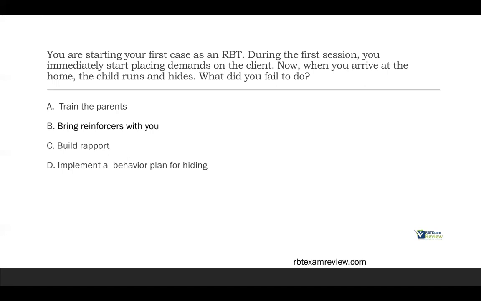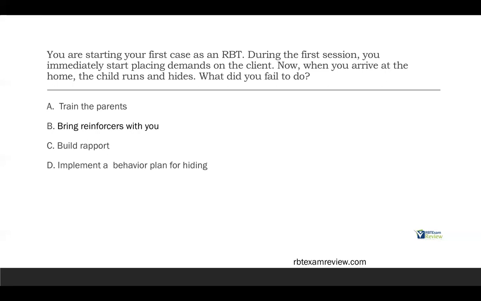Build rapport. The first thing you need to do with your clients, okay, is build rapport. You need to develop a relationship with them before you start placing demands and trying to work with them, okay? Now, you might get lucky, and some clients, you can just immediately jump into session, right, and get the ball rolling. But for most clients, okay, you must build rapport before you start placing demands, okay?